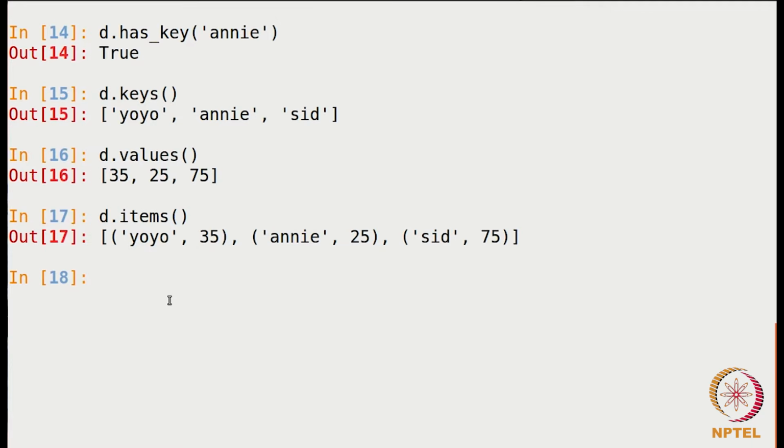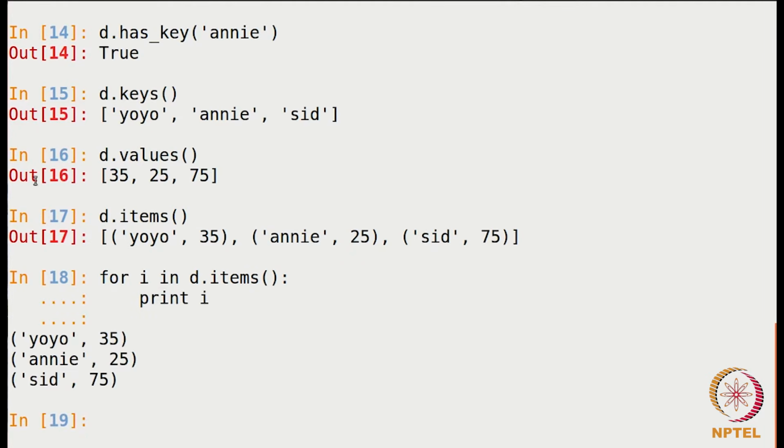Also, if we want to access these elements one by one, we can use a for loop. Let me show you that. So what I want is to access the individual elements out of these tuples that we're getting from this items function. So I'll write for i in d.items. This d.items is going to return me a list of tuples, and I'm just going to print them. Let's see. So what we did, we accessed these elements one by one, that's all.